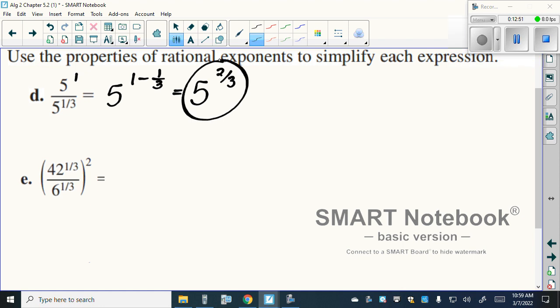And that's as simplified as it gets. We don't have any radicals or fractional exponents in the denominator. All of our roots are as simplified as they get. So this is it here.